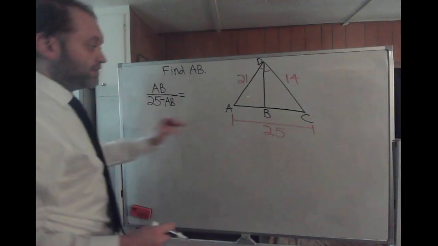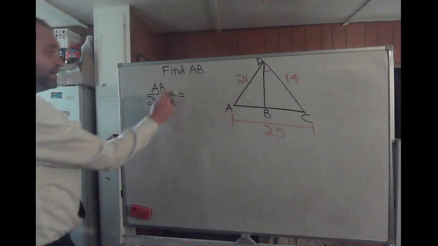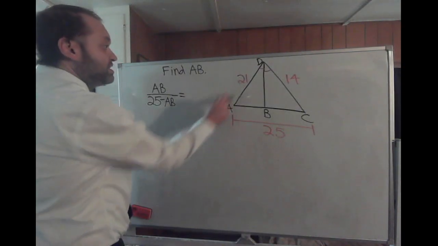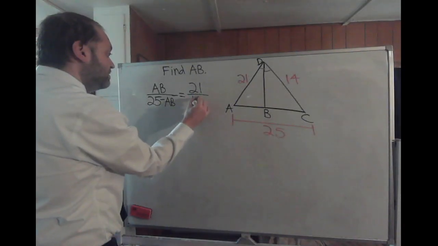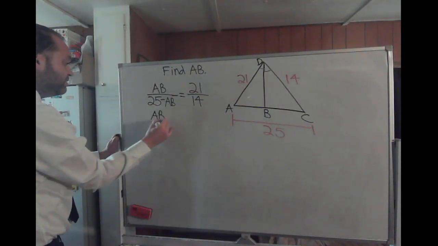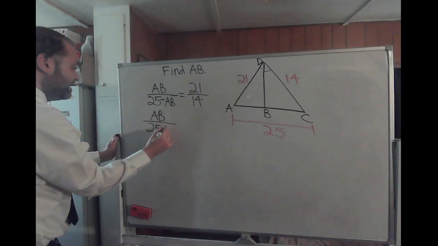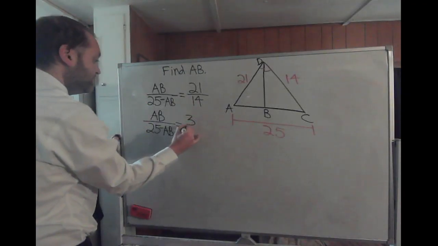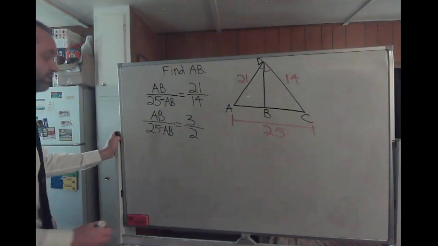So now we figured out the two segments here. It's AB to 25 minus AB. That's going to be equal to 21 over 14, which reduces. That'll end up giving you AB to 25 minus AB equal to 3 over 2. And 3 over 2 is much easier to work with than 21 over 14.